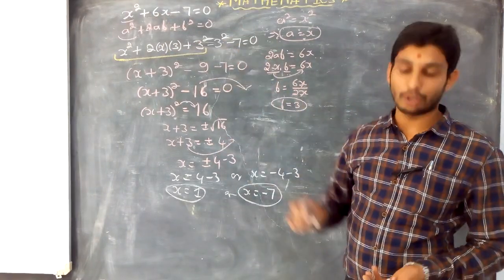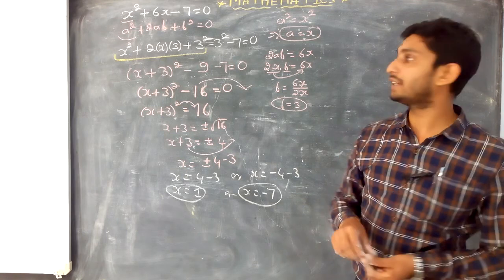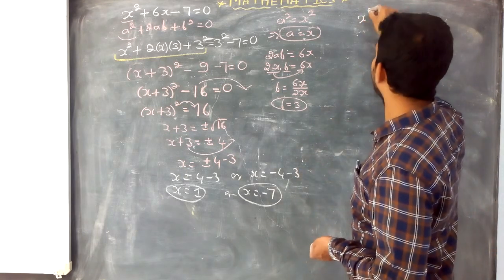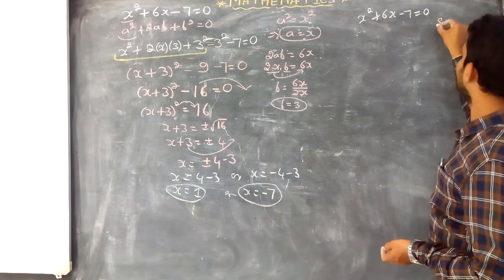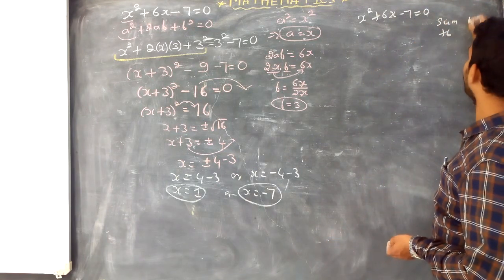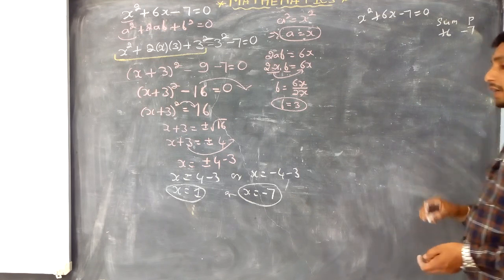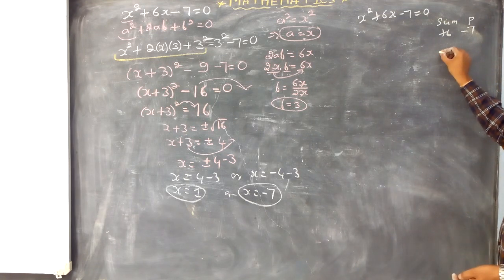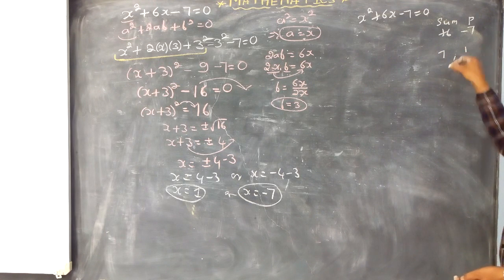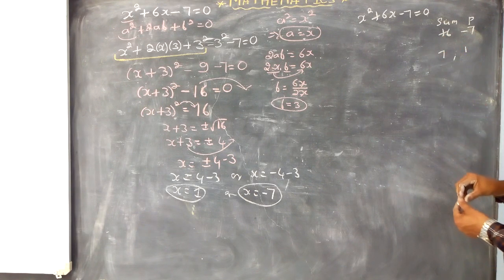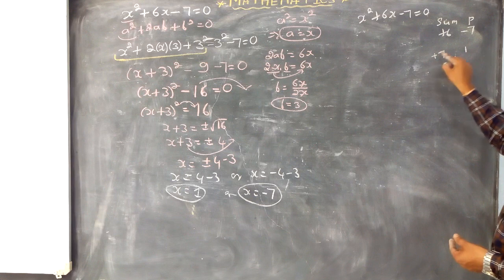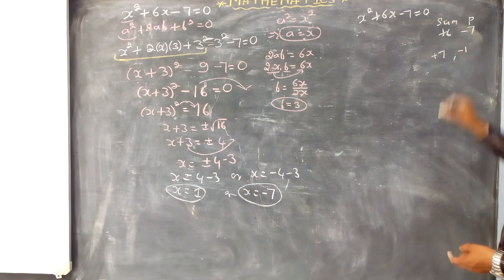Now the same problem, let us solve in the factorization method. See, x square plus 6x minus 7 equals 0. Yes, the sum should be plus 6 and the product should be minus 7. What are the multipliers? I think 7 and 1 has the answer. Yes, 7 ones are 7. The sum sign is plus, so the bigger number's sign should be plus. Plus into plus becomes plus. That's why the other should be minus.